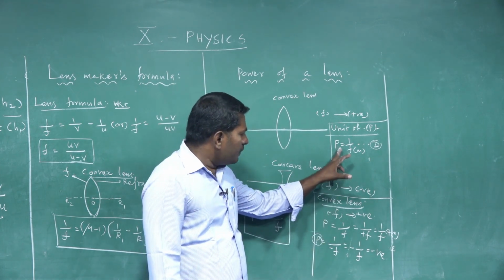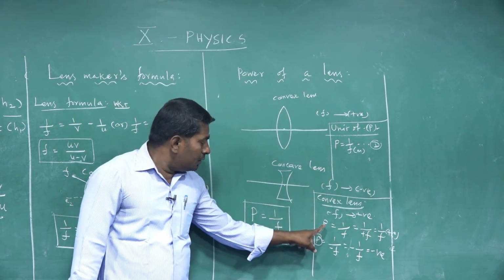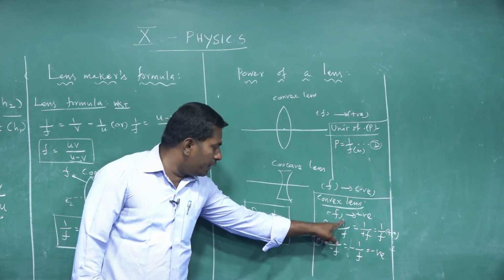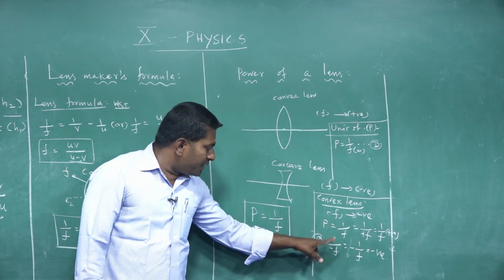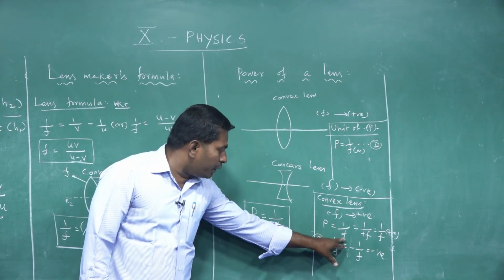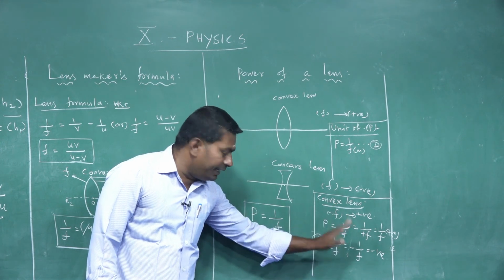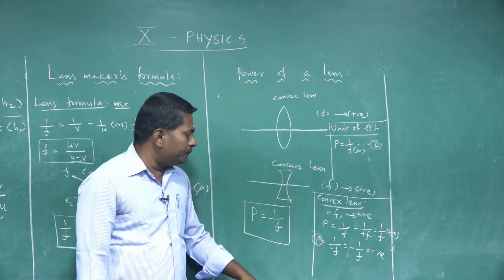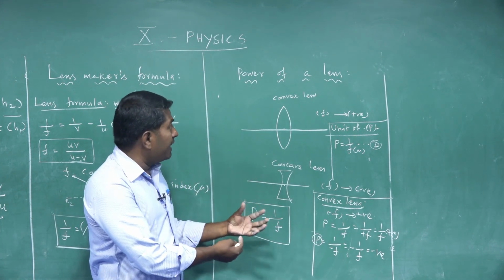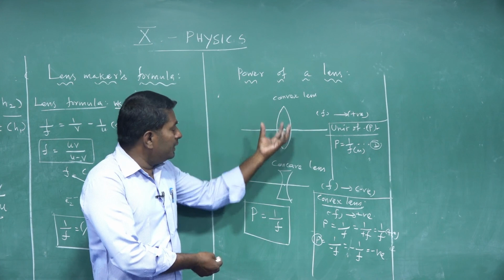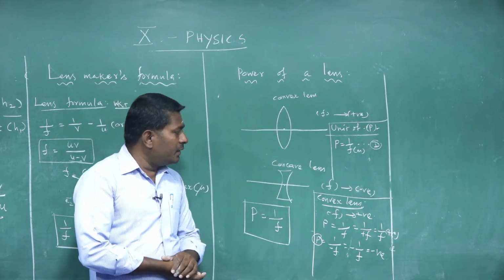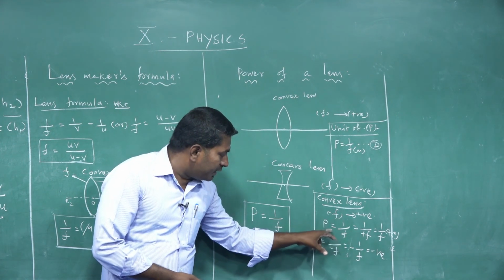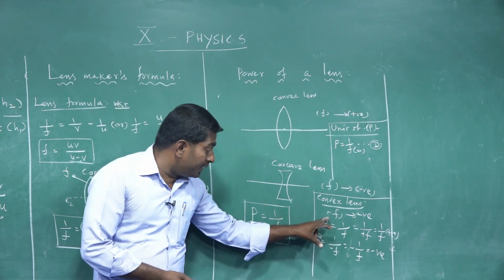So the power of a lens is numerically equal to the reciprocal of its focal length, P is equal to 1 by f. This equation connects the power of a lens and the focal length. If the focal length of any spherical lens is smaller, then the power of the lens is greater. So these are the important concepts in spherical lenses, called the power of a lens. Here also we apply the proper sign convention to this equation, then only we get a proper result for the power of a lens.